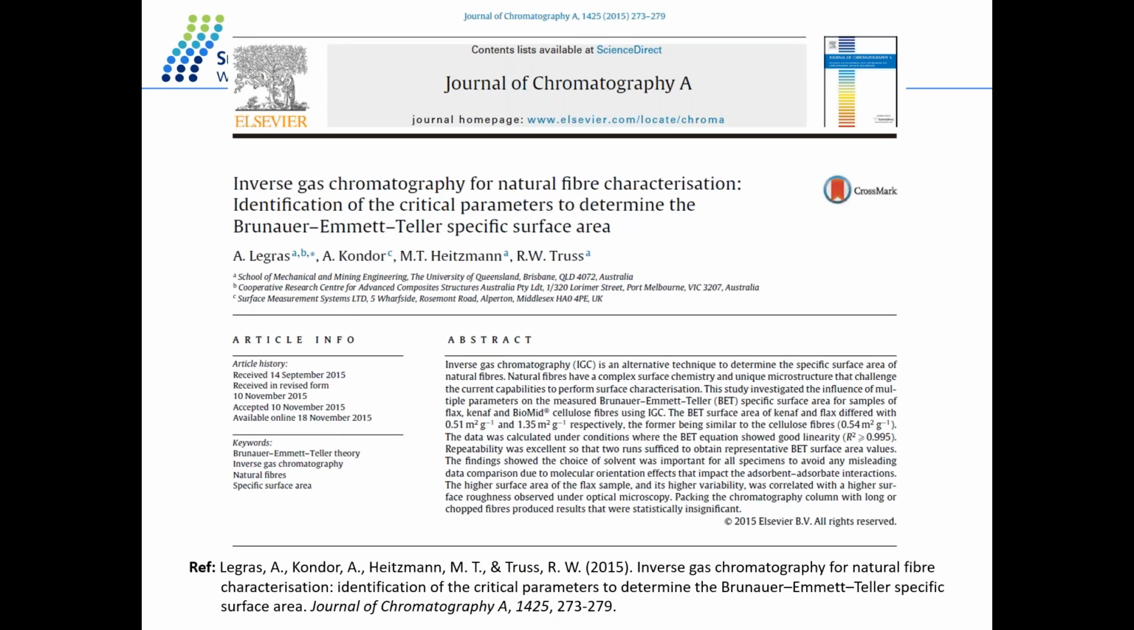And this is the publication reported by Dr. Lagras and Dr. Konda, and this is a reference paper. So if you're interested, you can have a look later after the meeting in detail.